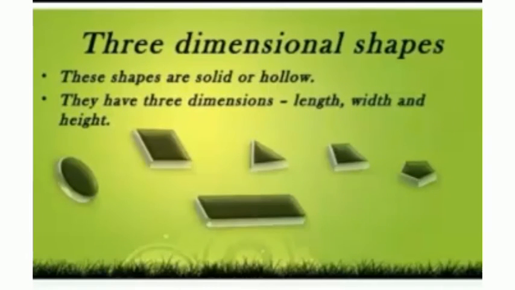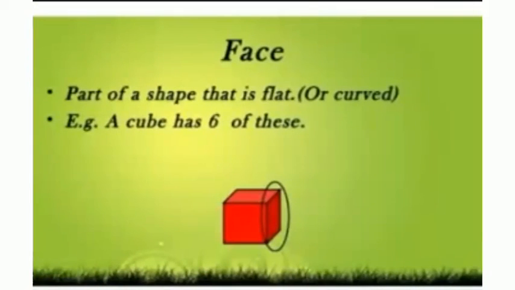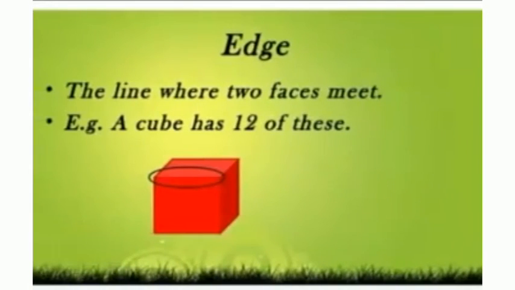Next we have three-dimensional shapes. These shapes are solid or hollow. They have three dimensions, meaning length, width and height. Face, part of a shape that is flat or curved. That means a cube has six of these. It means it has six faces. Next, edge, the line where two faces meet. That means a cube has 12 of these. It means a cube has 12 edges.